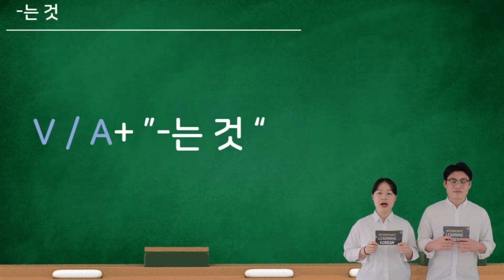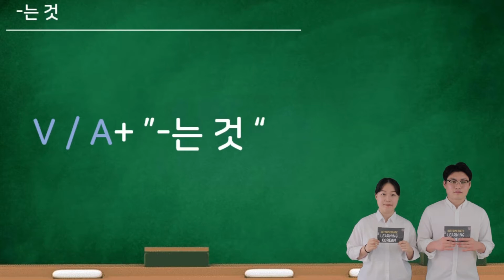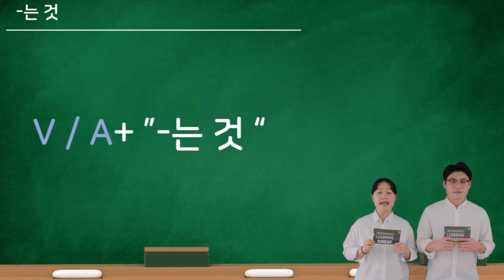Today what we will learn is 는 것. 는 것 is used after the stem of a verb. It is an expression that makes verbs be used like nouns in a sentence. It can be used like a noun in front of 이다. So after 는 것, particles such as 은/는, 이/가, 을/를, or 이다 can be used.